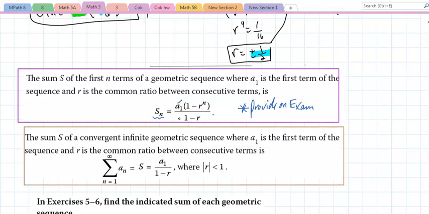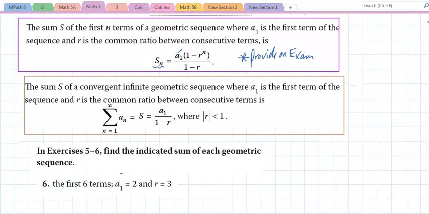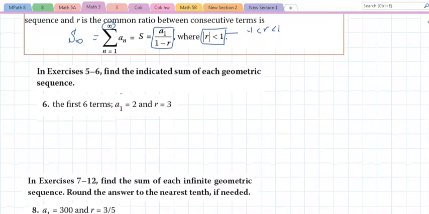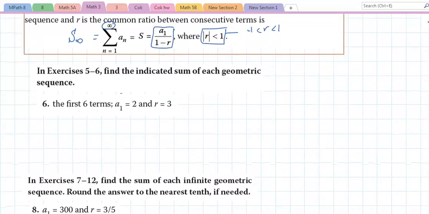But geometric has two sums. It has a finite sum. This is adding the first n terms. And this is referred to in most books as S sub infinity. If you add an infinite amount of terms, if the absolute value of r is less than 1, meaning if r is between -1 and 1, then this infinite sum will be the very first term divided by 1 minus r.